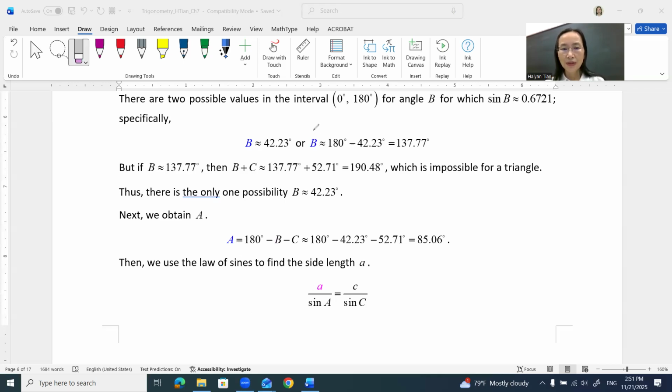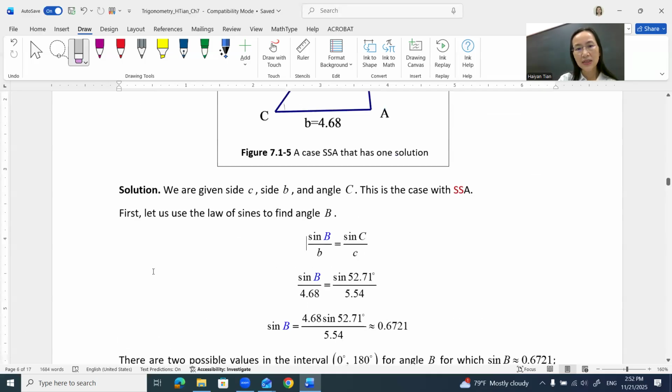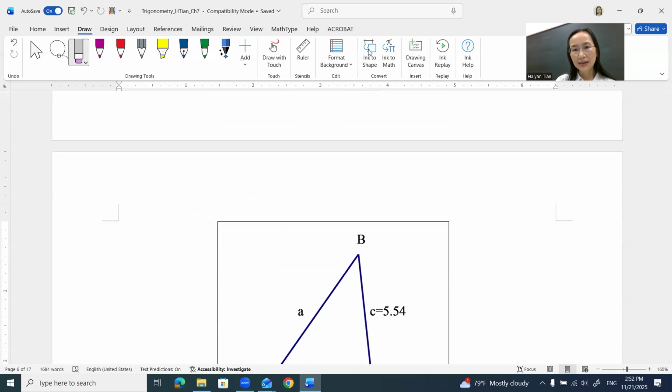Now, what is remaining? We have found B, we have found A, the two unknown angles. Now we're done with the angles because C was given. So we only need to find one more side. That is the side a, because in the problem, the side a was not given. See the side a. The side a is the side opposite to angle A.